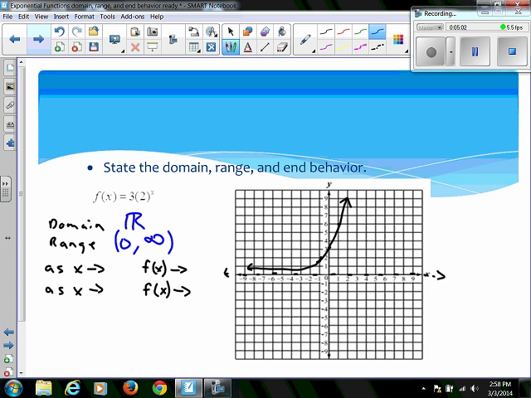As x approaches negative infinity, that's the left side of the graph, what are the y's doing? Getting close to 0. So as x approaches negative infinity, f of x approaches 0. Now we're going to do the right-hand side. As x approaches infinity, y's are going up to infinity. So as x approaches infinity, f of x approaches infinity.